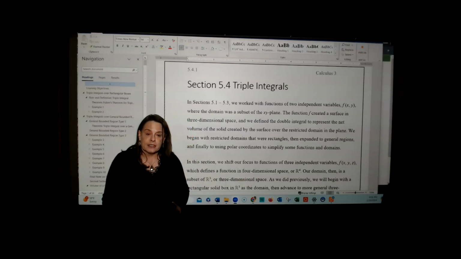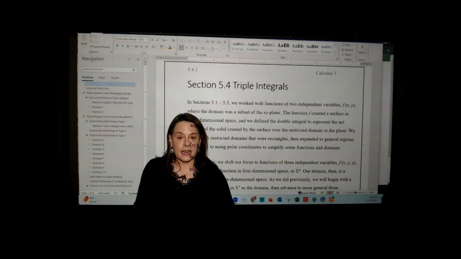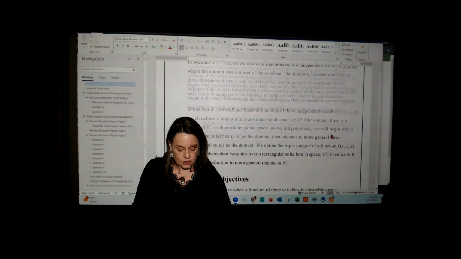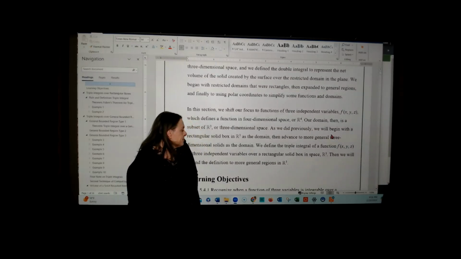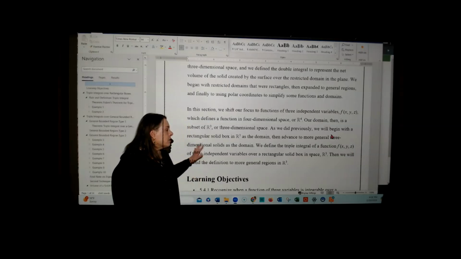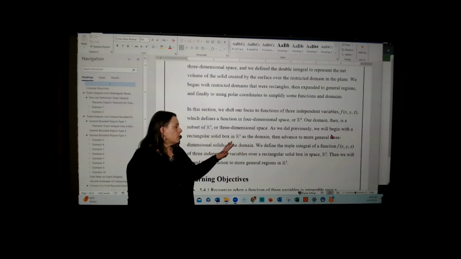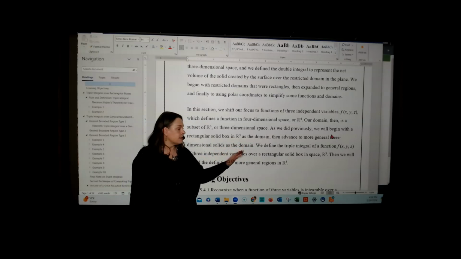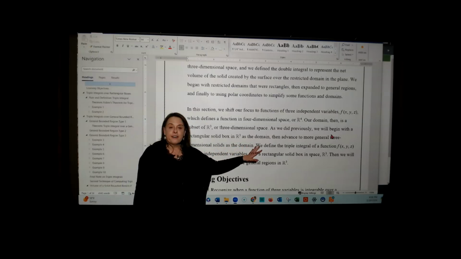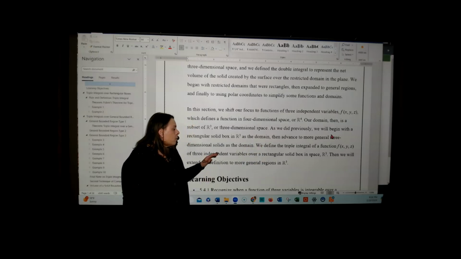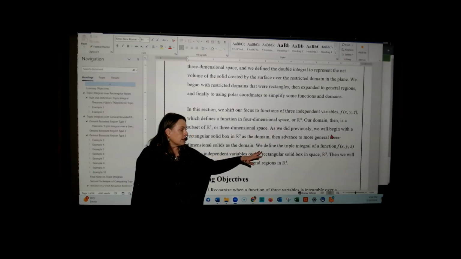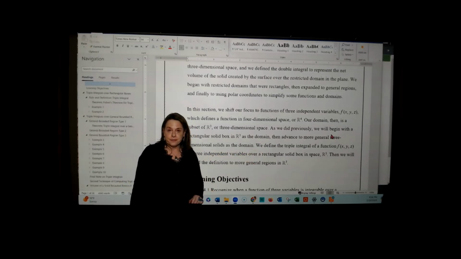As we did previously, we'll start with a rectangular shape. In this case, we're going to start with a rectangular solid, which represents, of course, basically a box. And then we will advance to more general three-dimensional solids as the domain. We're going to define what we call the triple integral of a function f of x, y, and z over a rectangular solid or a more general region.